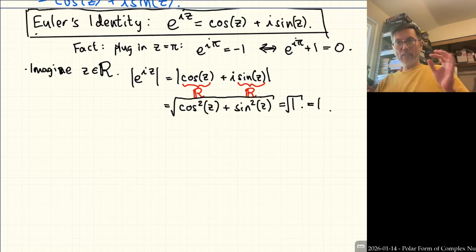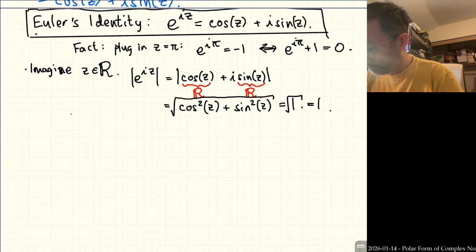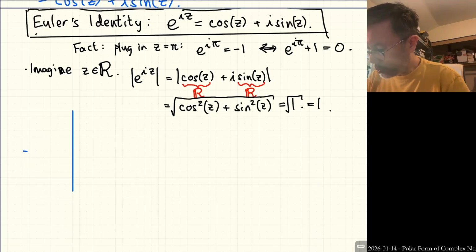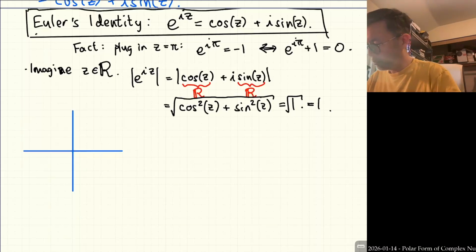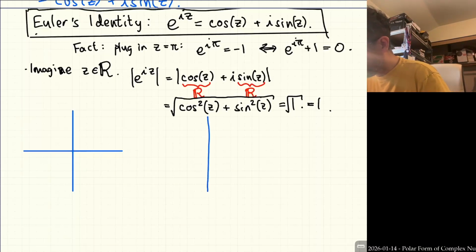So here's the idea to begin to visualize what's happening. I'm going to think about two copies of the complex plane: one where z lives, and one which is going to track e to the z. So here's one complex plane, and then I'll draw another over here. And the thing that's going to link these is e to the z.